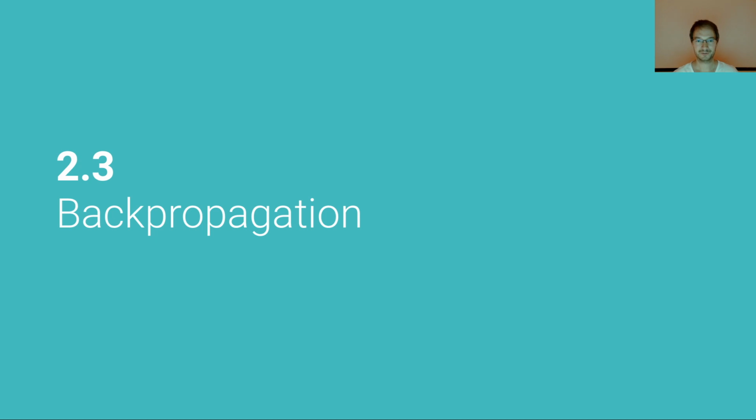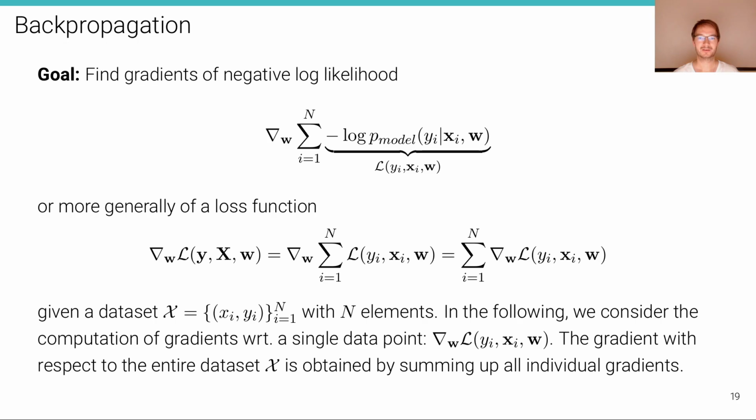In the third unit of this lecture, we're finally going to introduce the backpropagation algorithm. Remember that most maximum likelihood problems don't have a closed form solution, and therefore we need to utilize gradient-based optimization techniques. And in order to use such gradient-based optimizers, we need to find the gradient of the negative log likelihood with respect to the parameters W of the model.